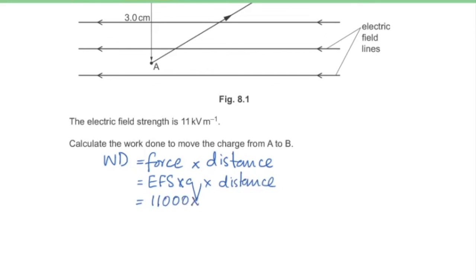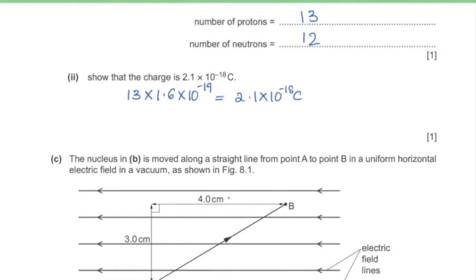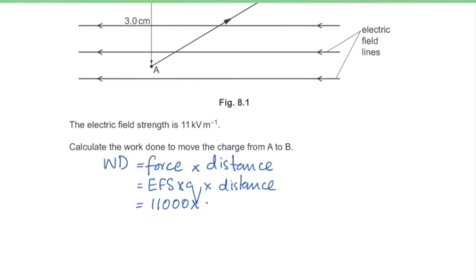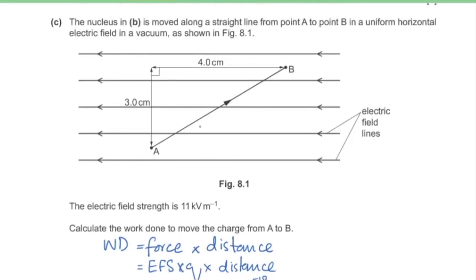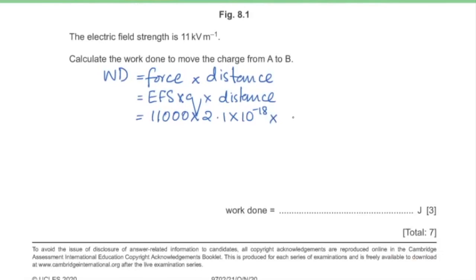So 11,000 times the charge of the aluminium nucleus from the previous part, 2.1 × 10^-18, multiplied by the distance in the direction of force that it travels. Force that is going to be exerted on the aluminium nucleus is going to be either towards the left or towards the right. It is moving towards the right, so the distance in the direction of force is actually the 4 centimeters. So 4 centimeters must be converted into meters, that's 0.04. And hence the work done to move the charge from A to B is 9.24 × 10^-16 joules.